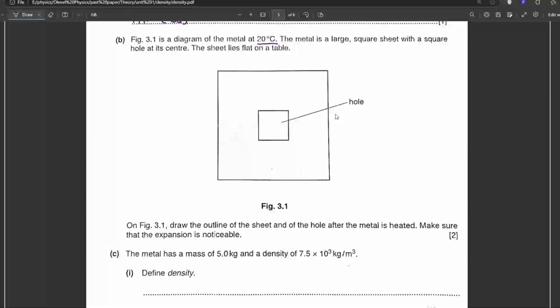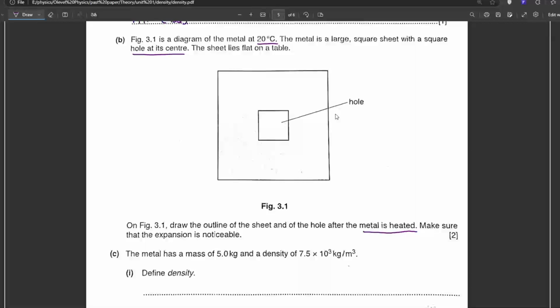Figure 3.1 is a diagram of metal at 20 degrees centigrade. The metal is a large square sheet with a square hole at its center. The sheet lies flat on a table. On figure 3.1, draw the outline of the sheet and of the hole after the metal is heated, make sure that the expansion is noticeable.